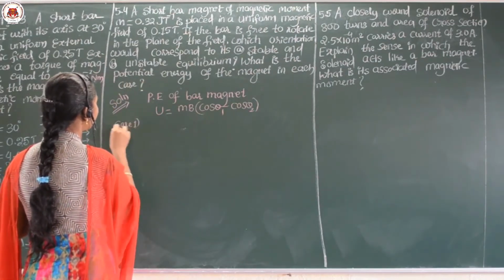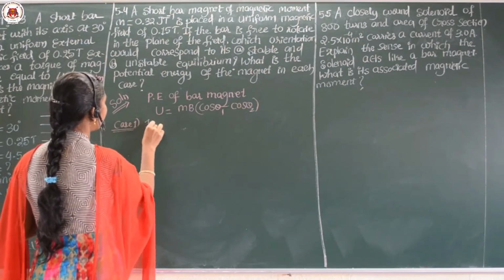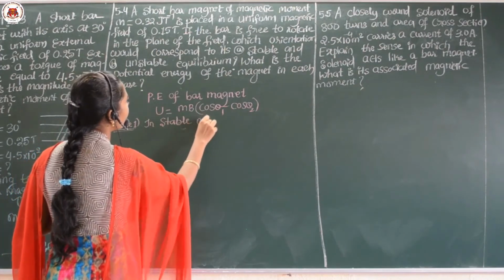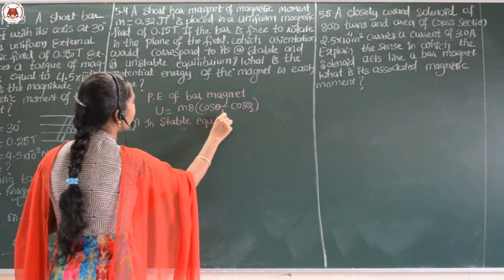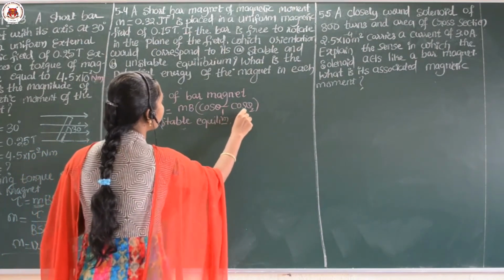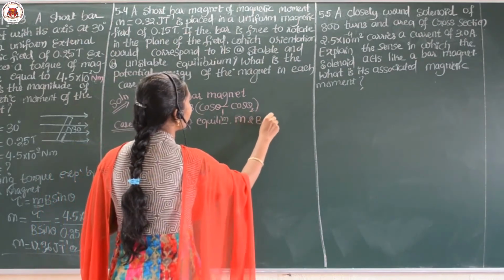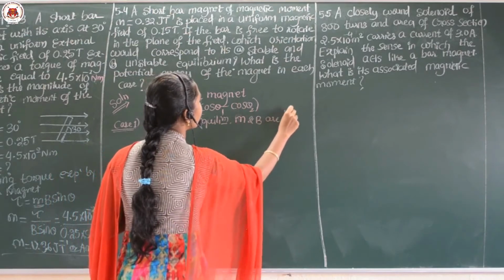In case 1, in stable equilibrium, m and B are parallel.